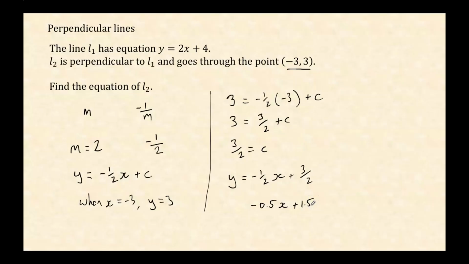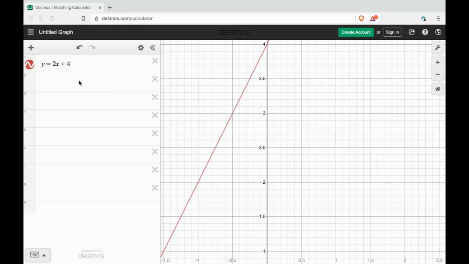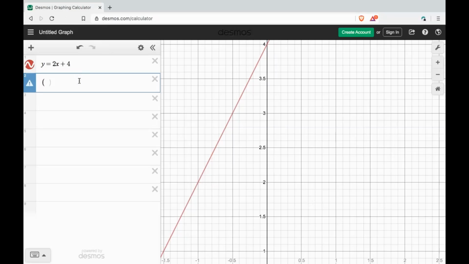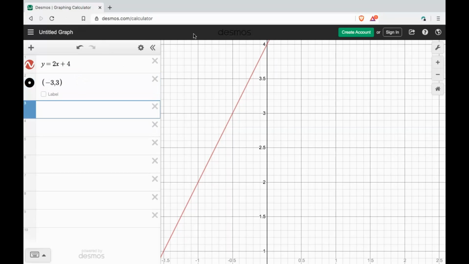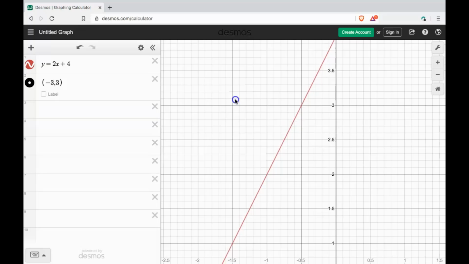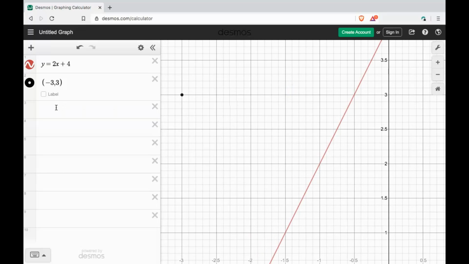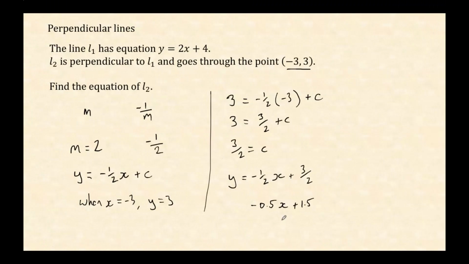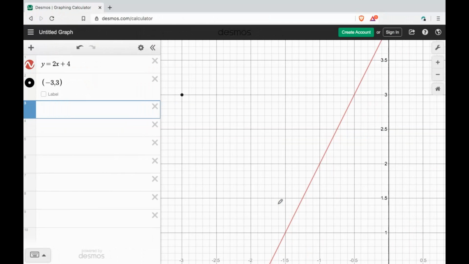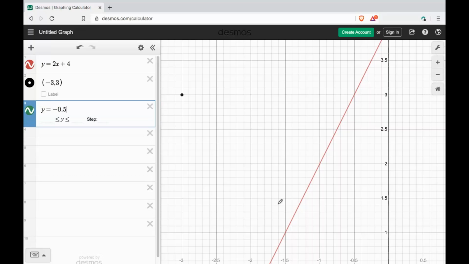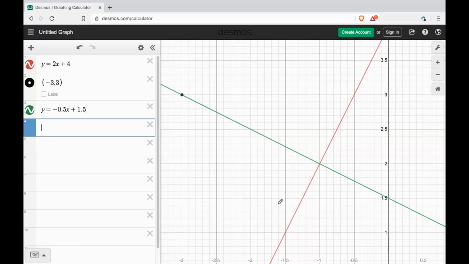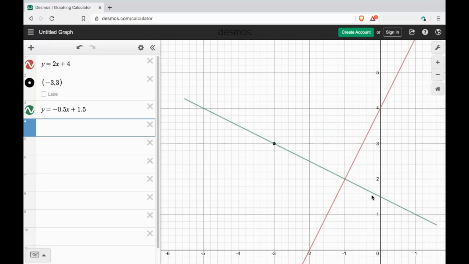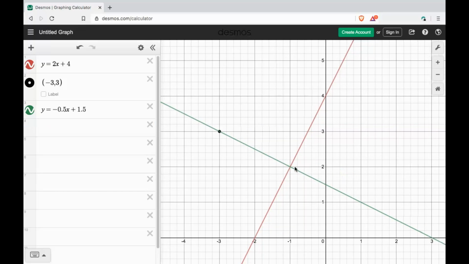Alright, let's go over to the graphing software and see what that looks like. So here is the original graph. We needed our perpendicular line to go through the point (-3, 3), which is over here. And then the equation that we got was minus a half x plus 1.5. So y equals minus a half x plus 1.5. Okay, so does this meet the criteria? Well, it certainly looks like it's a right angle and it passes through that point, so I think we've got it.